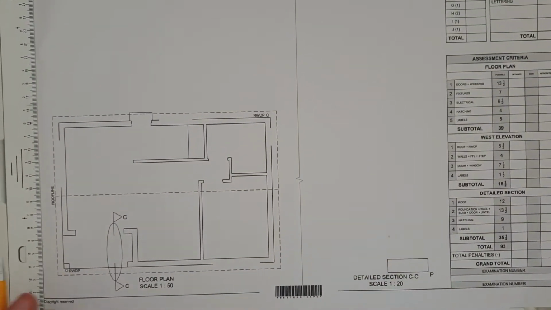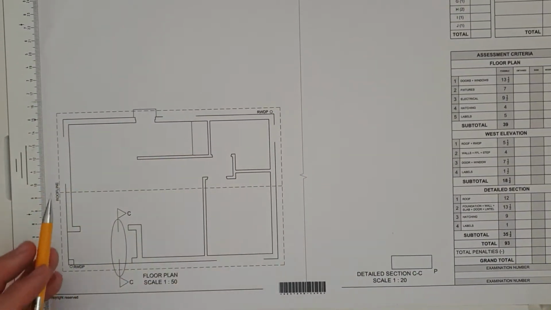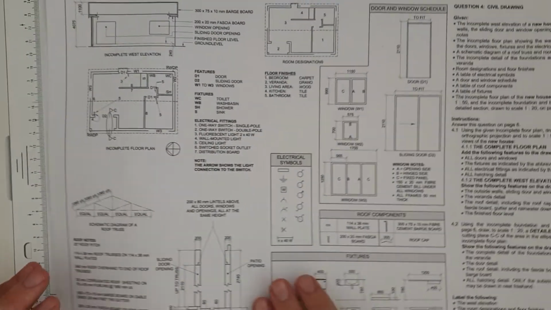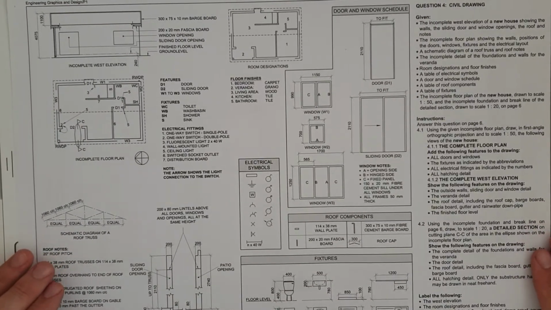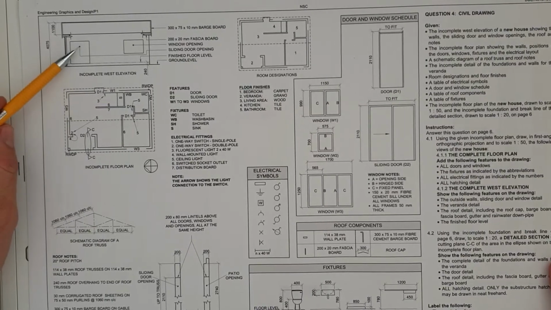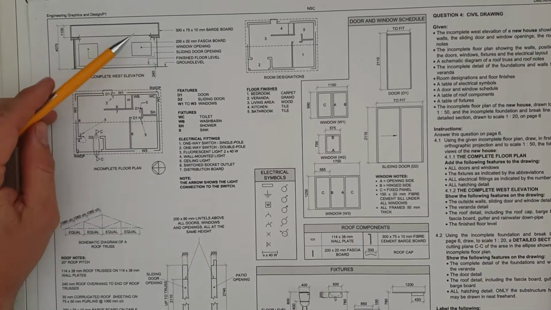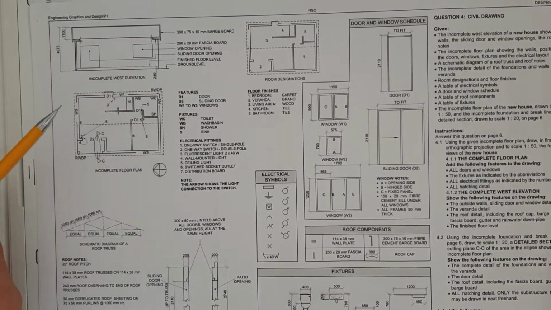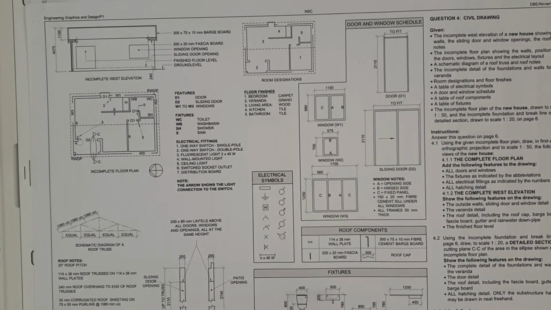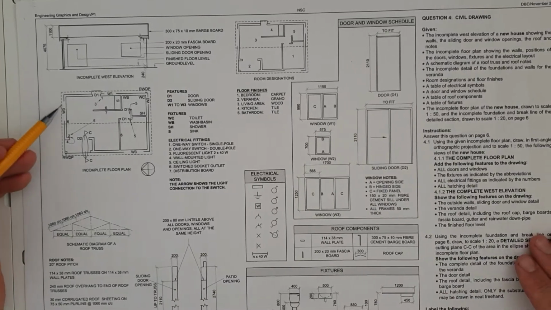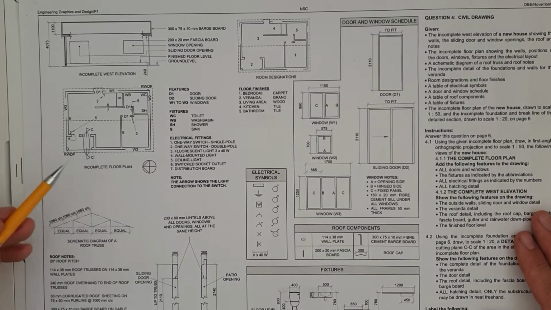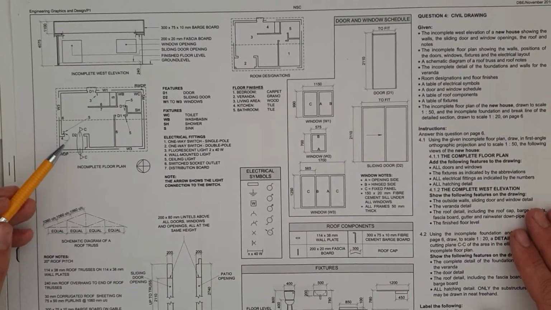And on the answer sheet you will find an incomplete view of the floor plan. So just back to our question paper over here. I'm going to start here in the top left. So you'll see an incomplete west elevation over here with some dimensions and indications of where certain aspects of the building will go. And then just below that, on the same scale, is an incomplete floor plan. Now this floor plan is exactly the same as the one on our answer sheet.